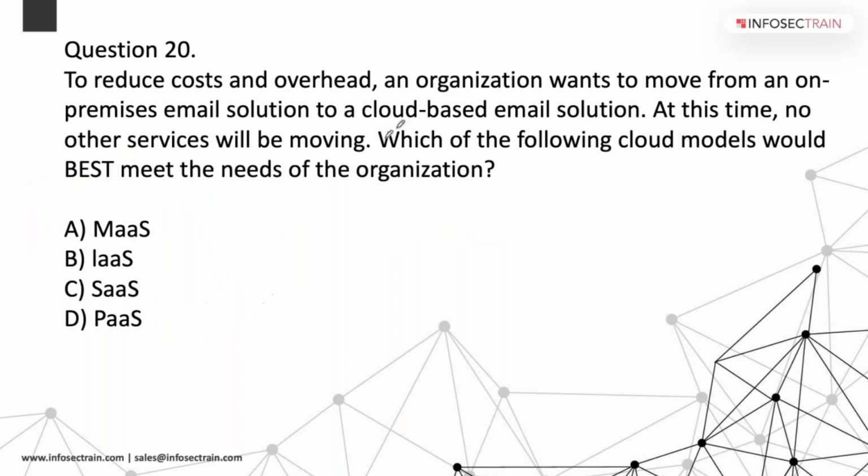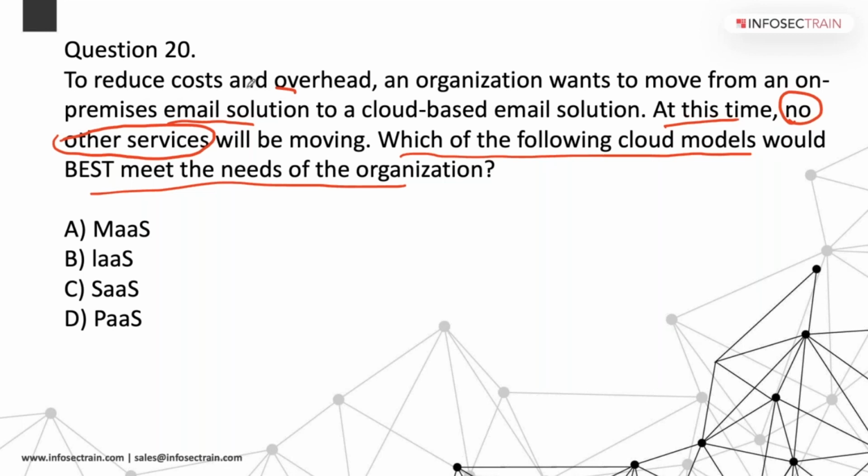Okay, then the last one. To reduce cost and overhead, an organization wants to move from an on-premise email solution to a cloud-based email solution. At this time, no other service will be moving. Which of the following cloud models would be best to meet the need of the organization? So remember, no other service will be moving, and you want an email solution. Which is going to be the best solution provided by the cloud out of these four options?